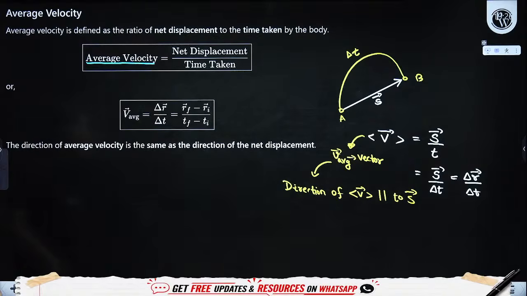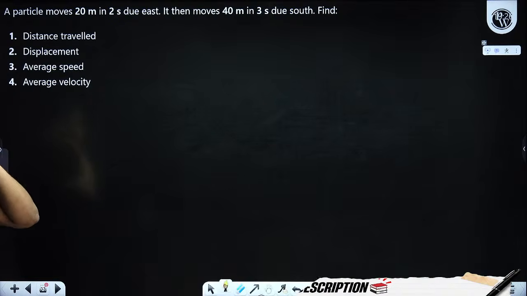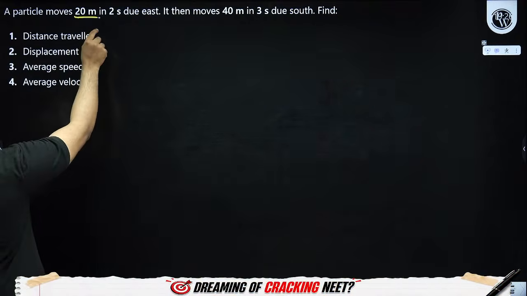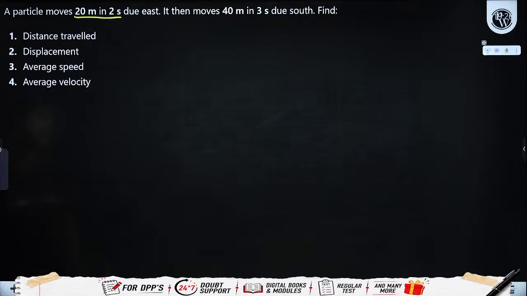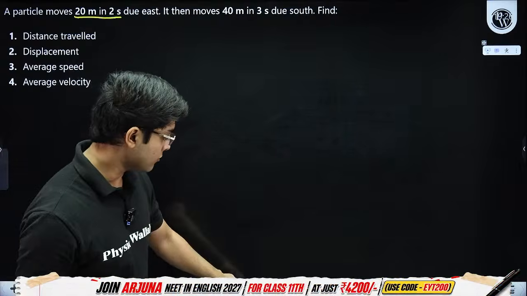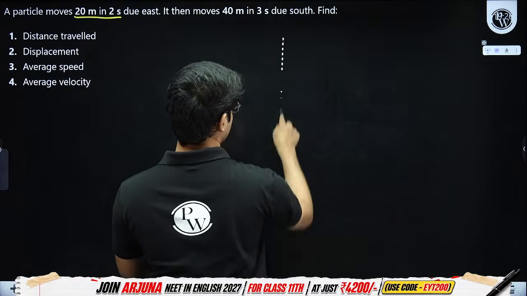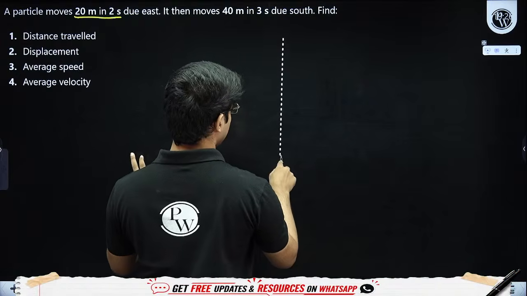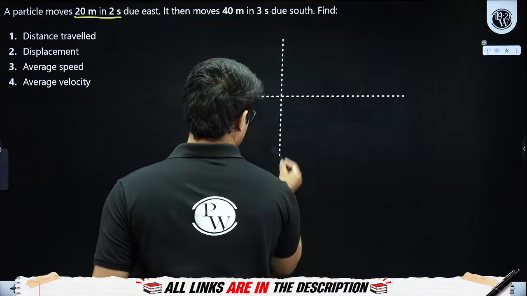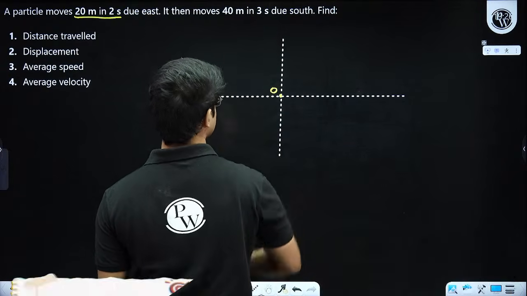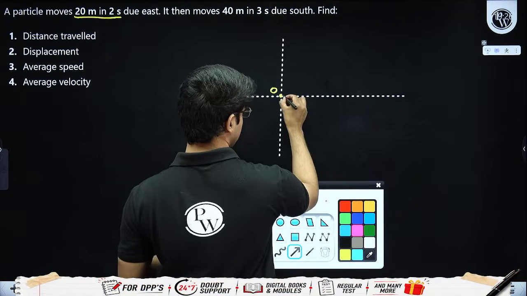Applications, yeah. So questions are coming up. This is the first one. A particle moves 20 meters in 2 seconds due east and then it moves 40 meters in 3 seconds due south. So always draw a diagram for these types of questions. Draw a y axis and an x axis. And the particle, let's say it starts from the origin, 20 meters due east. So draw that displacement.